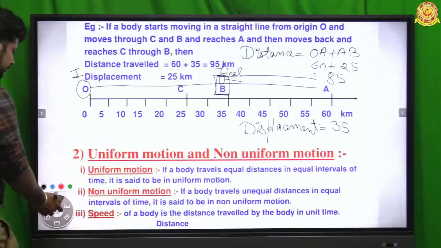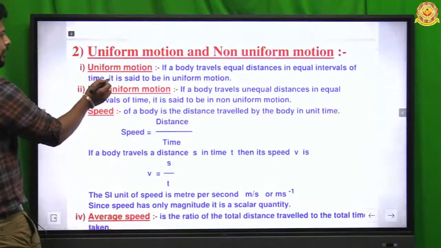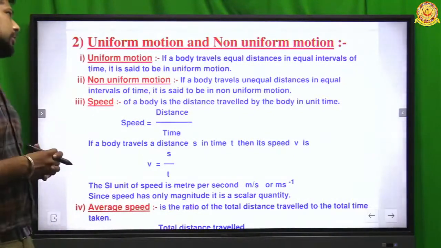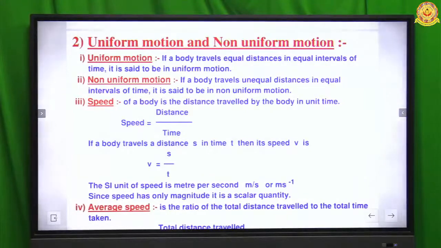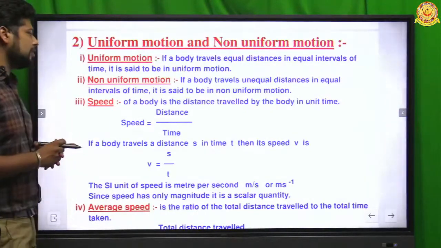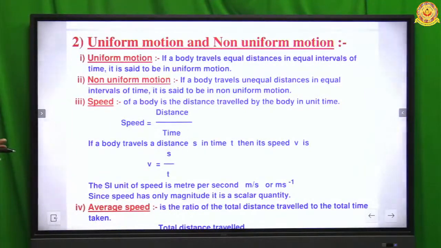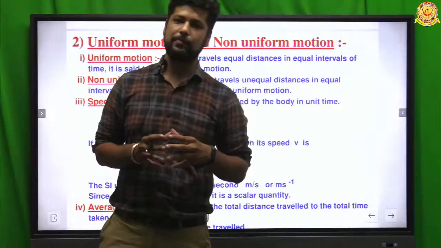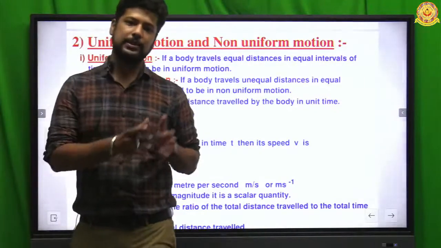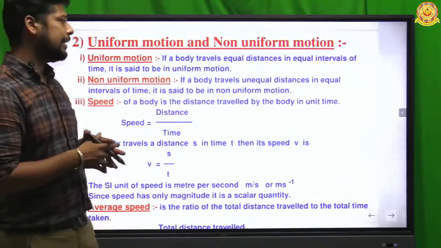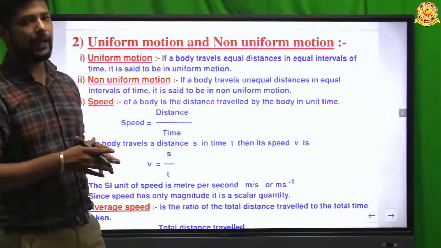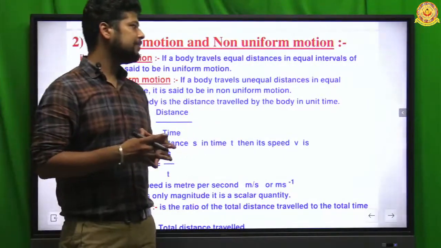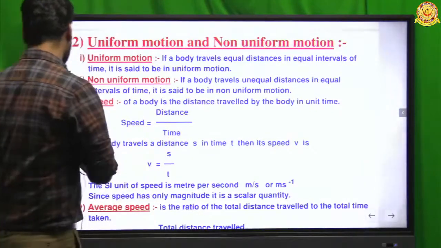Okay, next we have uniform and non-uniform motion. What is uniform and what is non-uniform motion? In uniform motion, if a body travels equal distance in equal intervals of time, it is said to be in uniform motion. Suppose a body is traveling with a uniform speed, that means equal distance in equal amount of time. Then we can say that it is in uniform motion. Let me give you an example.